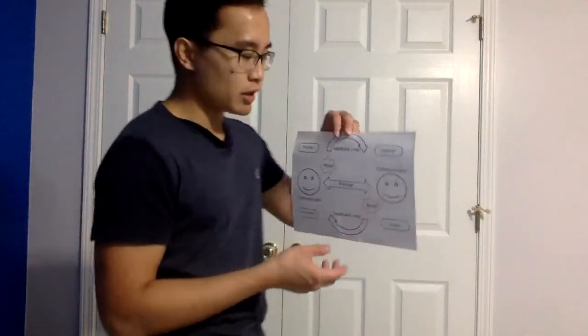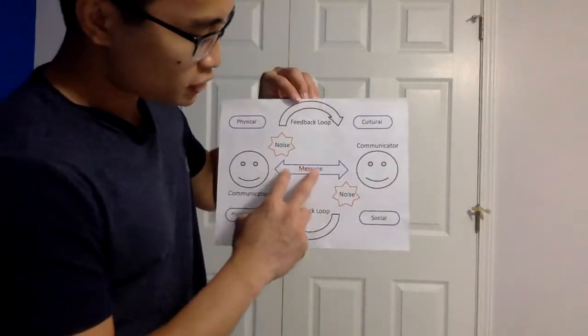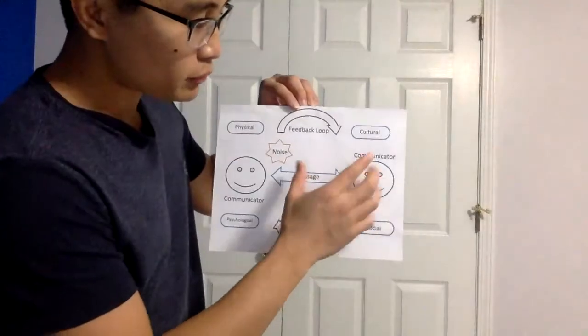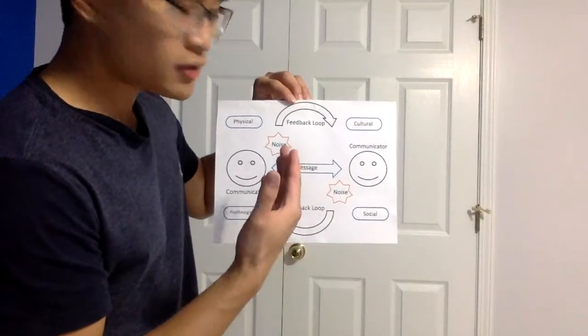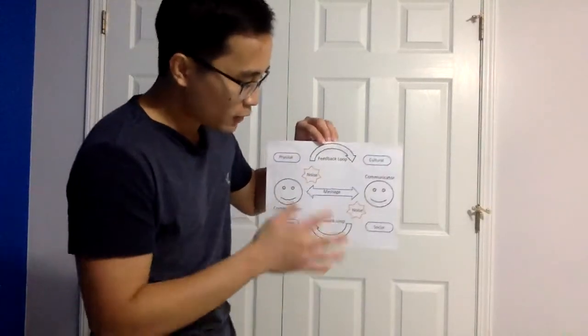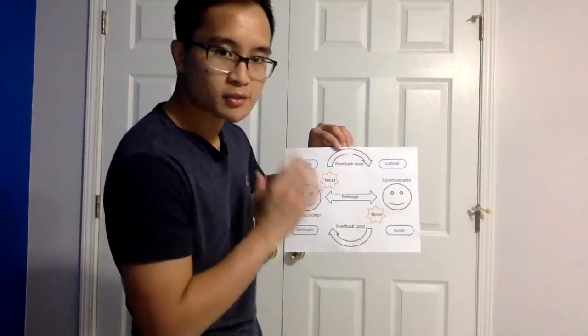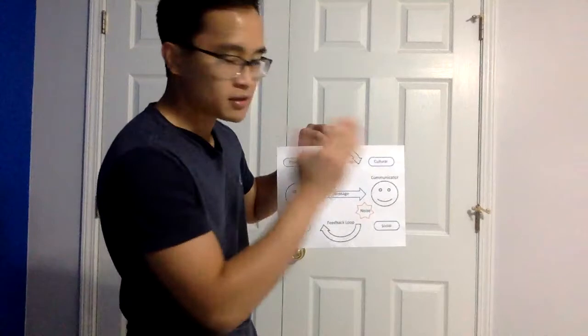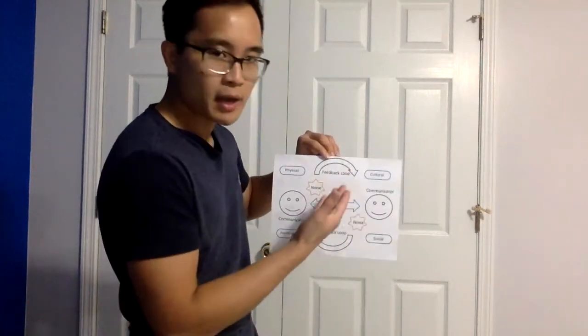For today, I have prepared my own model to better illustrate this. If you take a closer look, my message here goes both ways to both communicators, and that signals that the message is not only going one way, but both ways. Then I also added noise, because either communicator might experience noise when sending his message to the other communicator. The same concept applies to the feedback loop.